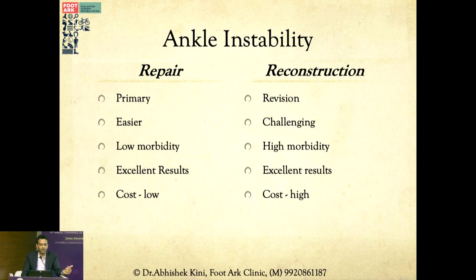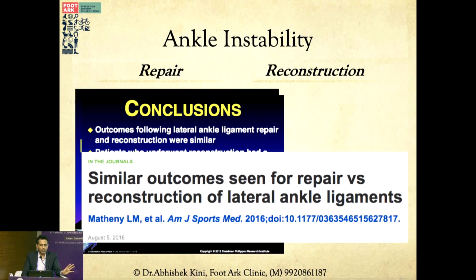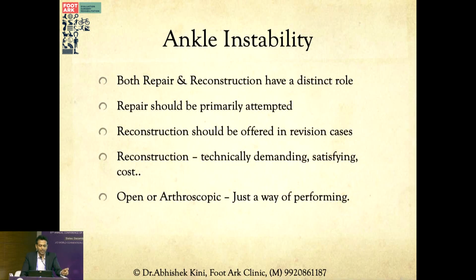So repair is easier. It's for primary cases, low morbidity, good to excellent results, cost is low. Reconstruction, I do it in revision cases. It's challenging. It has a higher morbidity because you need to harvest the gracilis sometimes. Excellent results, again, cost is high because of more anchors, more implants. All conclusions for repair versus reconstruction show that the outcomes are almost the same. So you need to be sure what works well in your hands and do appropriate cases so that the patient gets good results. So they have a distinct role, both repairs and reconstruction. I do repairs primarily, reconstructions are offered in revision cases. And again, open or arthroscopic is just a way of performing this surgery.